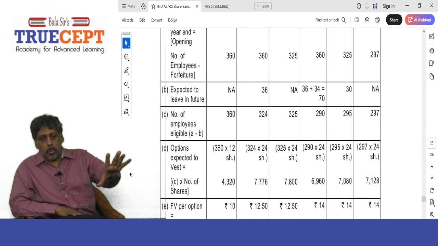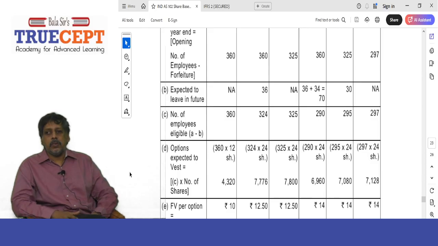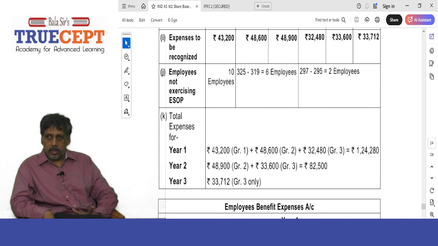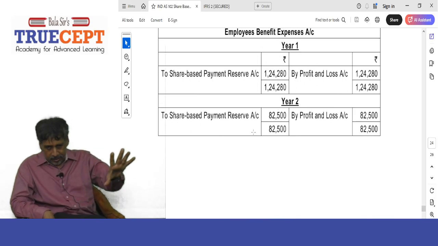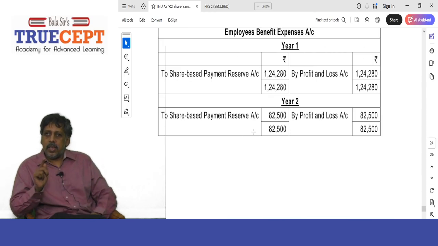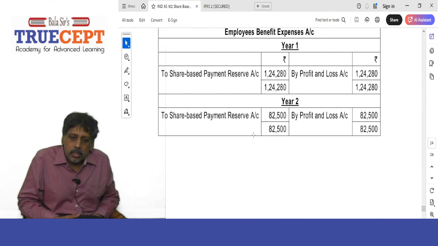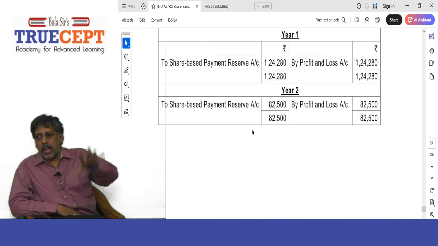Now, please remember, the entry is employee benefit expense account debit to share-based payment reserve account. Now, please refer to the ledger account, Sneha. Yes, sir. What are the two accounts I made? Just a minute. Employee benefit expense. This account is a dummy, nothing. Just see. To share-based payment reserve, how much? 1,24,280. Then by profit and loss. Exactly. Brought from carry forward. Is that something even a plus-one kid can do? Transferring the expense to P&L.